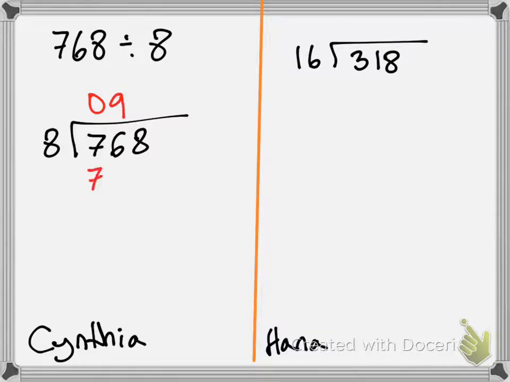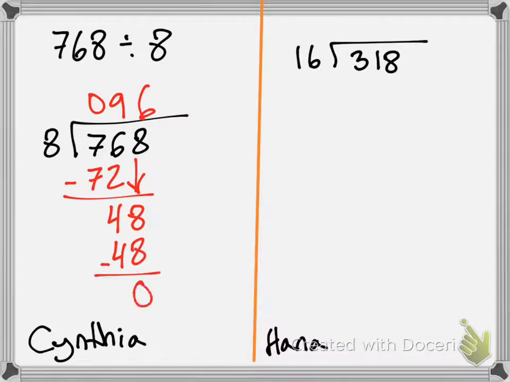We get 72, and now I'm going to have you do the rest. We subtract and we get 4. And there. Can you tell me how many times 8 goes into 48? Excellent. 6 times. That's 48. We get 0. Is this a terminating or repeating decimal?